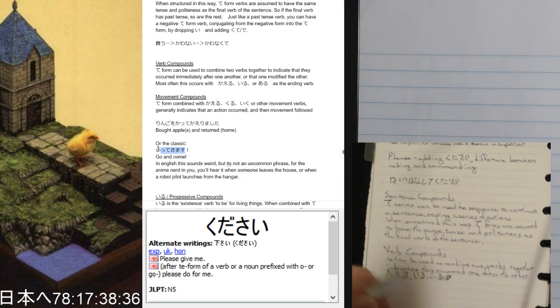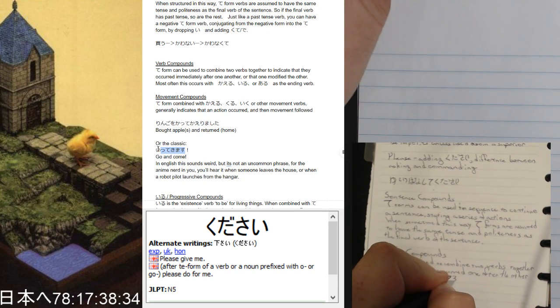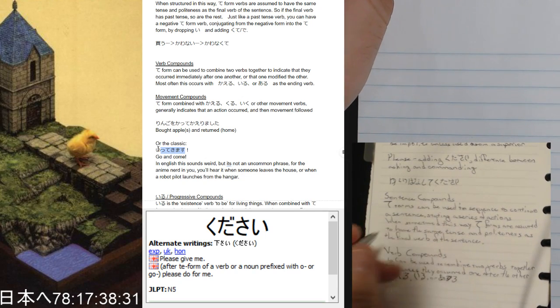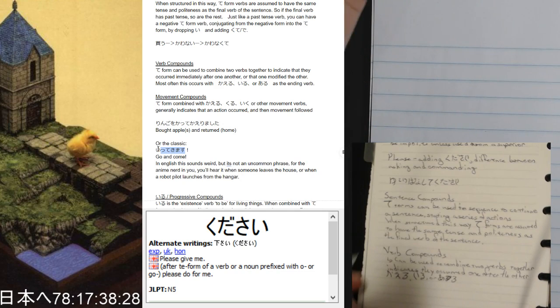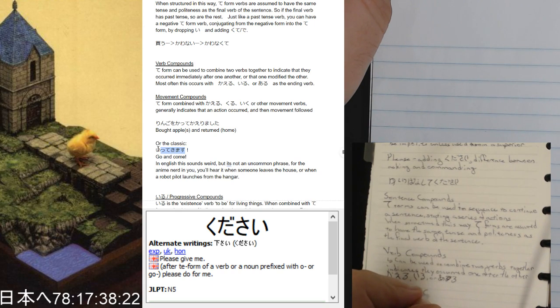Oh, Jesus, that's awful. Sorry, I'm on movement compounds. That's fine.